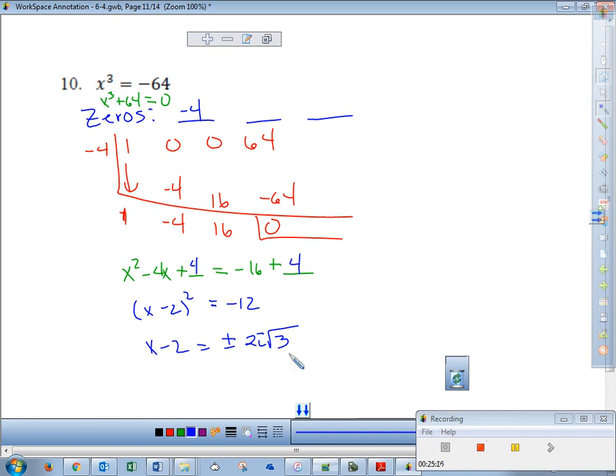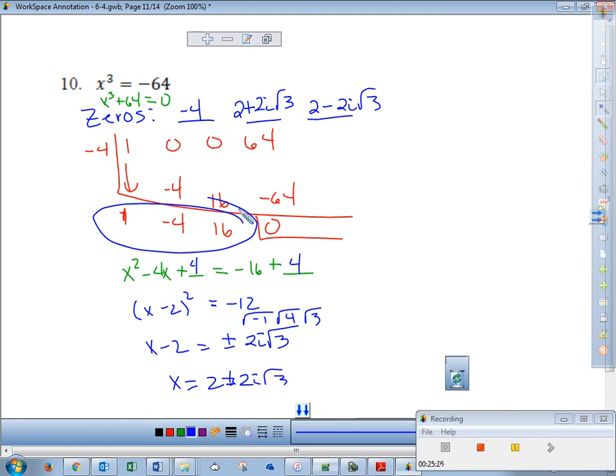How many were left over? 3. If you need to split that up as the square root of negative 1 times the square root of 4 times the square root of 3, you do it, right? But whatever you can handle. Then x equals 2 plus or minus 2i square root of 3. So 2 plus 2i square root of 3, 2 minus 2i square root of 3. Again, if you wanted to use the quadratic formula, it's all good in the neighborhood.